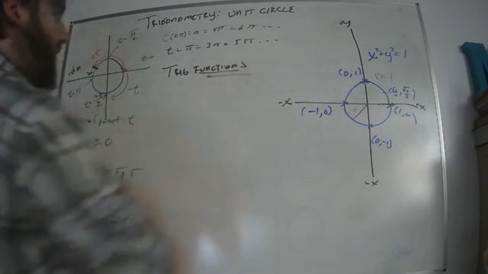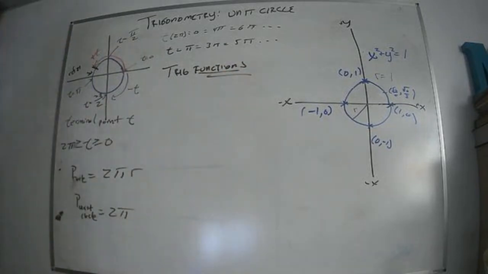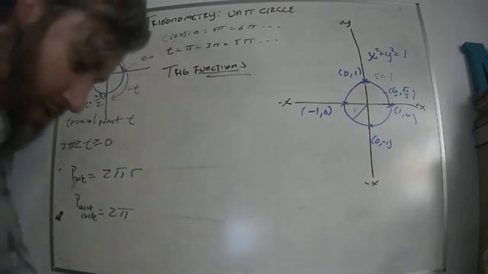And these are useful because they are functions. That's the best part of them. We are using these to cheat our way away from this circle, which is not a function, into something that is a function. So let's look at what they are first.